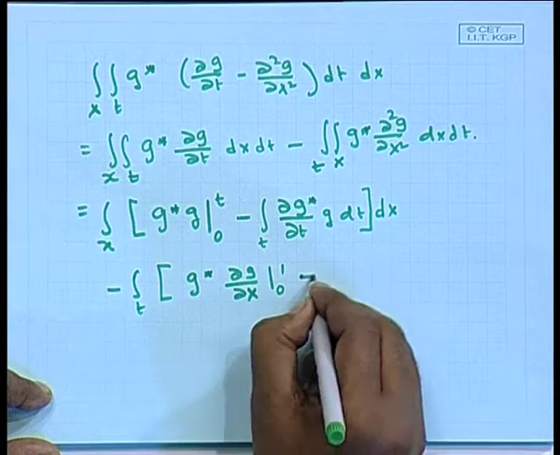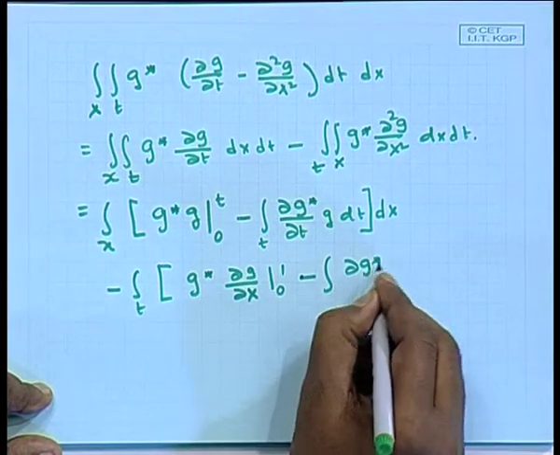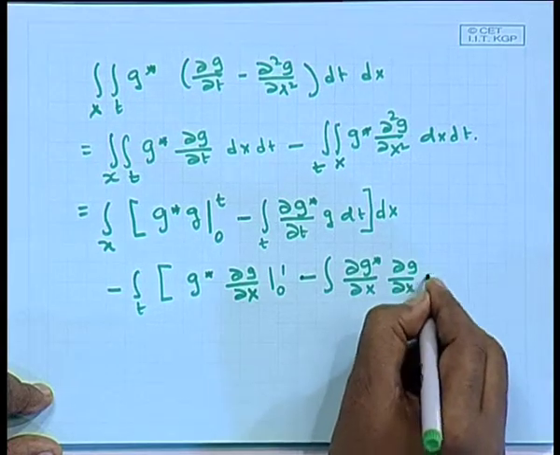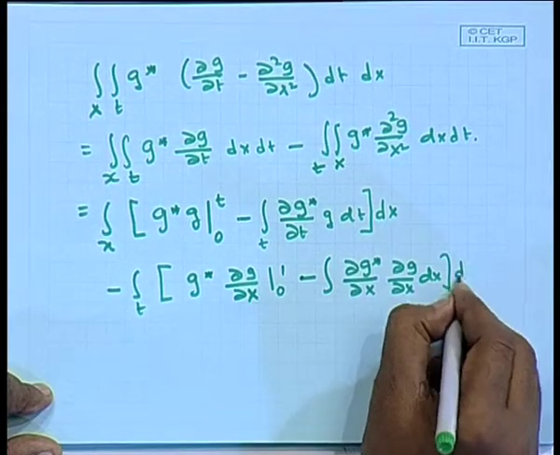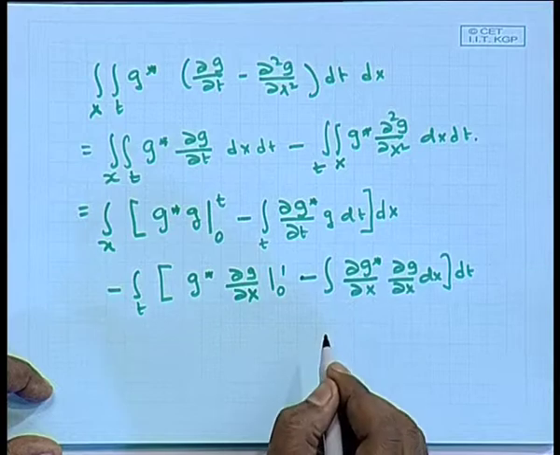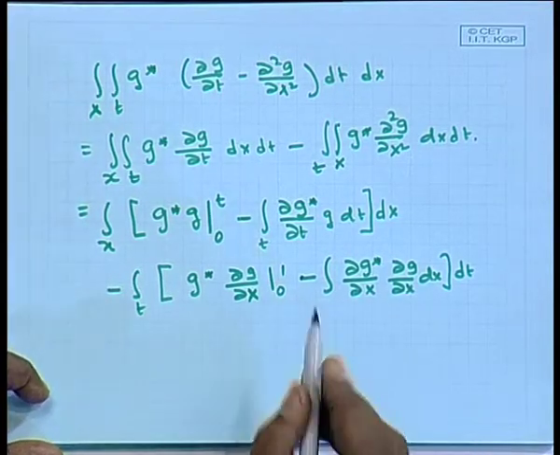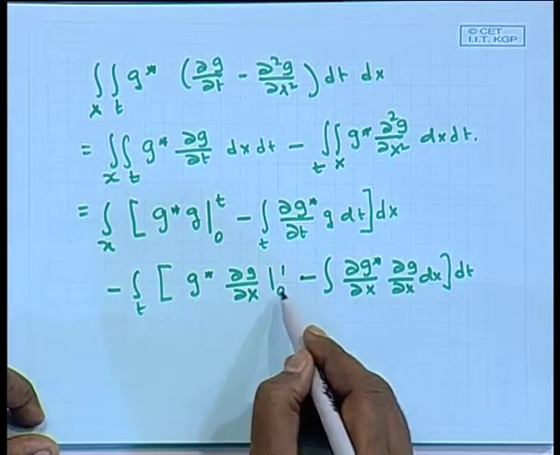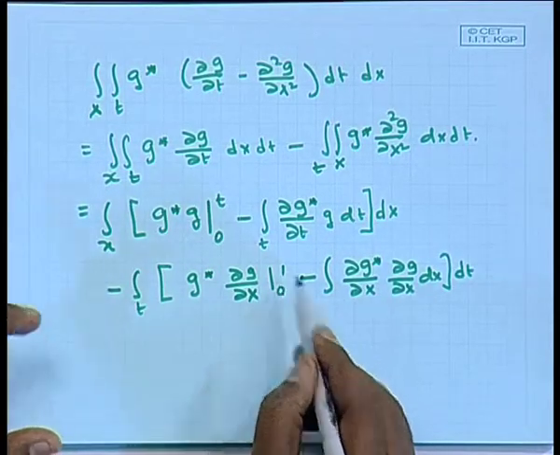Minus integral del g star del x, del g del x, dx dt, that is all right. Now, since this integration is done over x, this limit must be over x, x equal to 0 and x equal to 1.